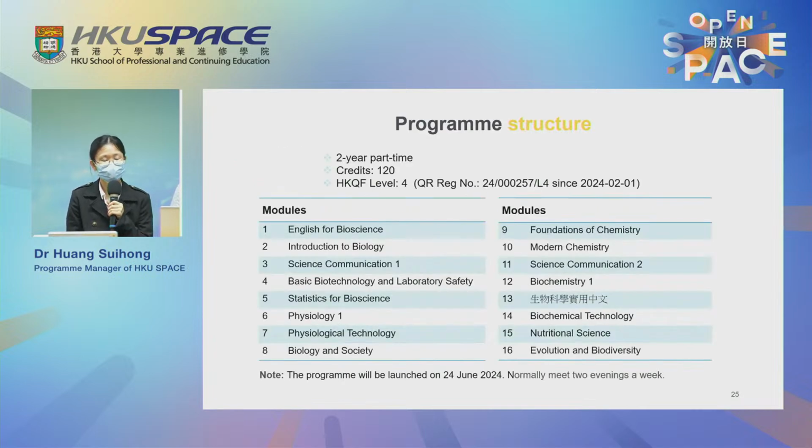So here shows you the program structure. Again, this is a 2-year part-time program, but it carries 120 credits. So you can imagine this program might be heavier than the previous program. This is a QF level 4 program, and it has 16 modules, including some modules like module 1 and module 13, which will provide some language skills in the setting of bioscience, in English and in Chinese.